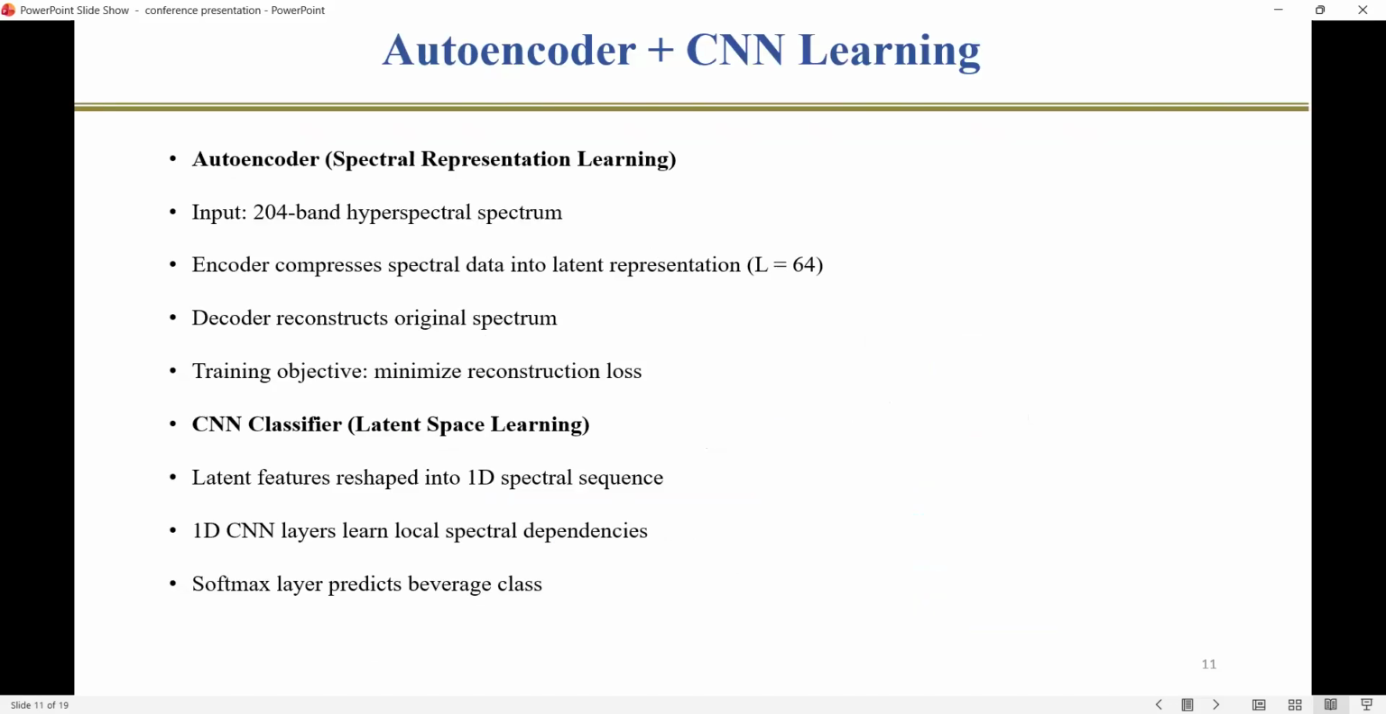Next, I'll talk about autoencoder and CNN learning. The autoencoder reduces the dimensionality of the spectral data by learning a compact latent representation. In our experiment, the latent dimension was set to 64, which we selected because it preserves important spectral information while removing redundancy. The latent features are then fed to the 1D CNN, which is used for final classification.